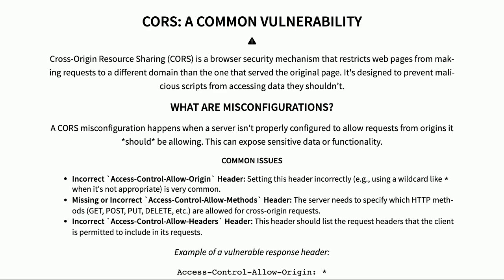Let's talk about CORS, cross-origin resource sharing. It's a security feature that prevents websites from accessing data on other domains without permission. A really common problem is when servers aren't set up correctly, leading to misconfigurations. These can expose sensitive information or functionality. Think of it like this: the server isn't letting the right people in, usually because the Access-Control-Allow-Origin header is set too broadly, like allowing any website to access data. Or maybe the allowed methods aren't listed correctly, or headers aren't properly configured. It's a surprisingly frequent vulnerability that attackers can exploit.